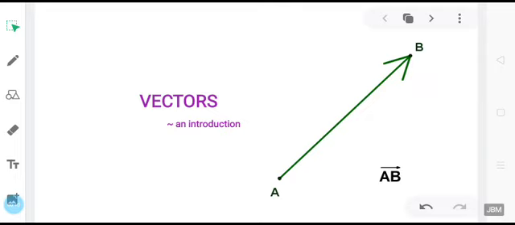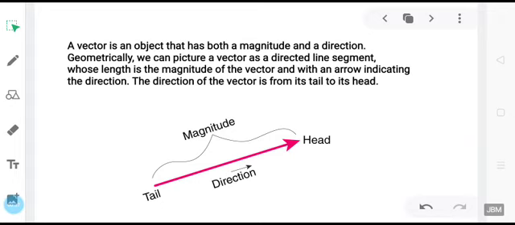In physics, we study a large number of physical quantities which are broadly classified into two categories, scalars and vectors. Scalars are those quantities which have magnitude but no direction. For example, mass, length, time, work. Vectors are those physical quantities which have both magnitude and direction. For example, velocity, acceleration, momentum, and force.